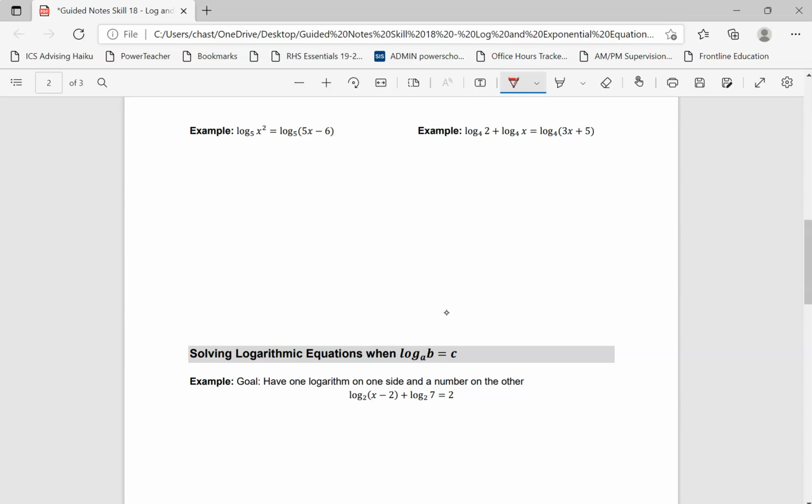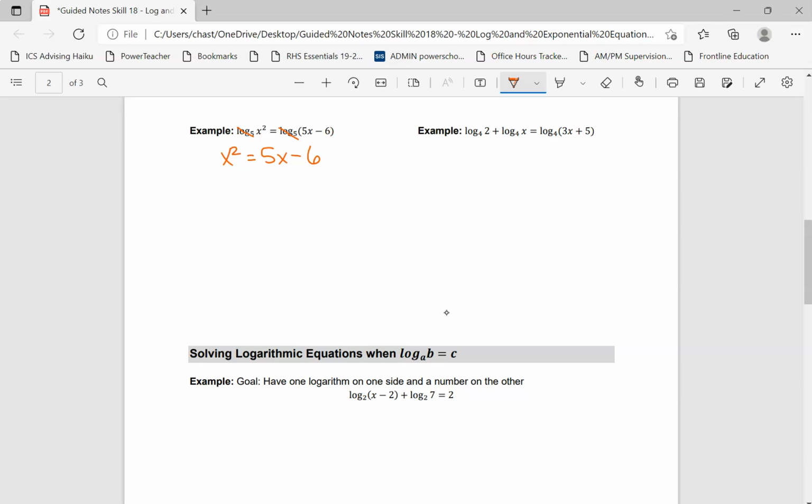On this example, I don't need to do any condensing of logs, and the reason for that is because each side of the equation just has a single log written. I know you might be sitting here thinking, Mr. Bear, I see a minus sign here. If the minus sign were between two different logs, you would condense. But in this case, the argument is just 5x minus 6. Okay, so the way we're going to solve this, since the logs have the same base, we're just going to cancel those out, and we just get x squared equals 5x minus 6.